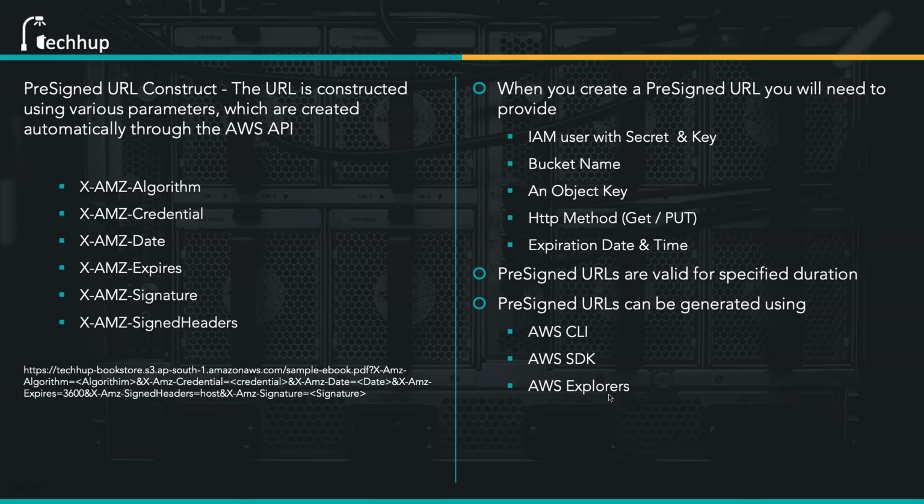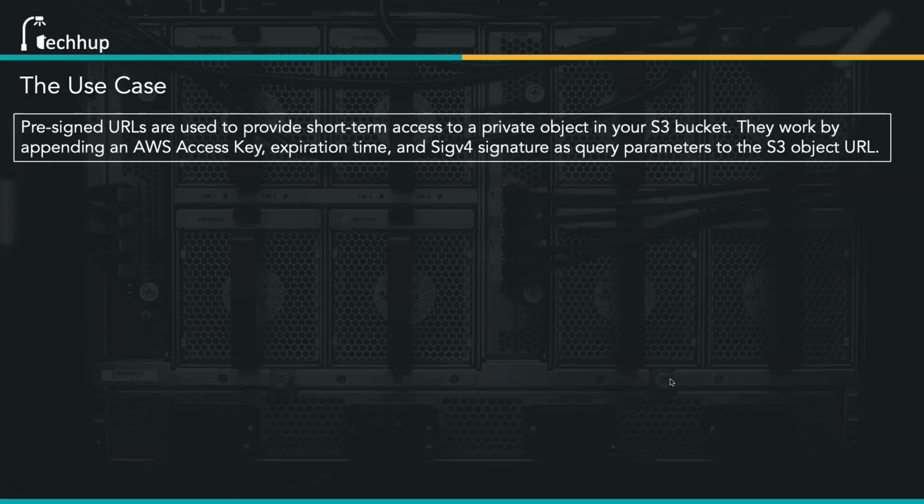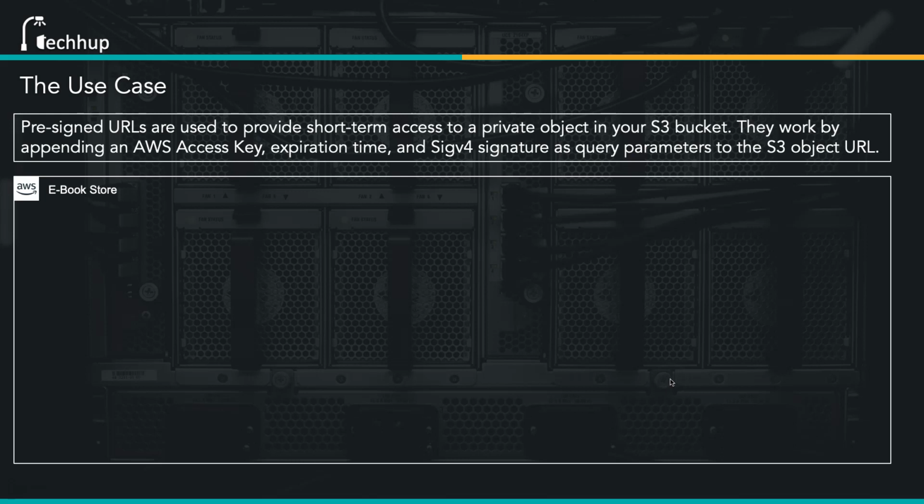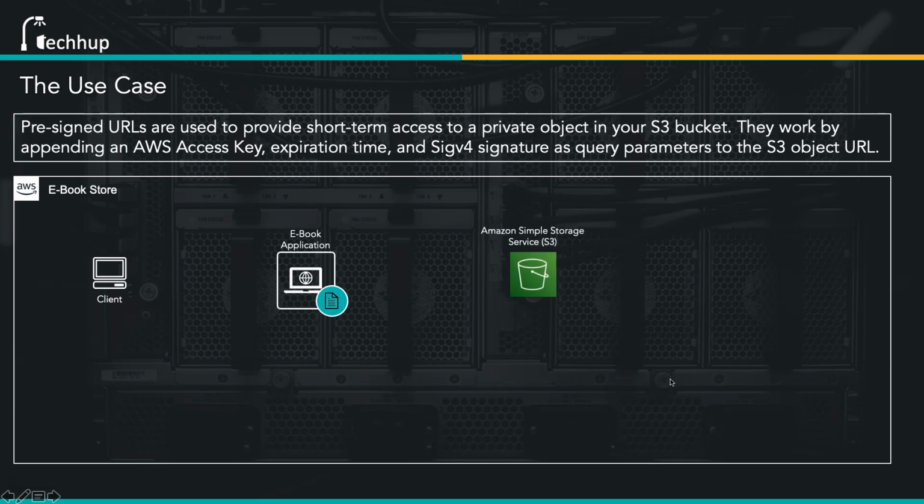So let's move on and take an example of an ebook store to understand the concept in more detail. Here I have a client or a user who is trying to access an ebook application, and then I have an S3 storage service which I am using to store all the ebooks. This bucket, by its default property, is private, and then I have an SDK which my application uses to interface with the S3 API or the web services.